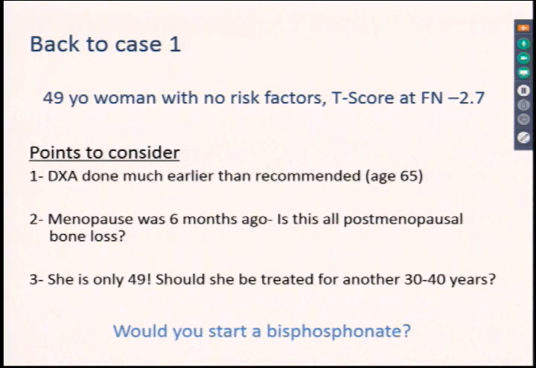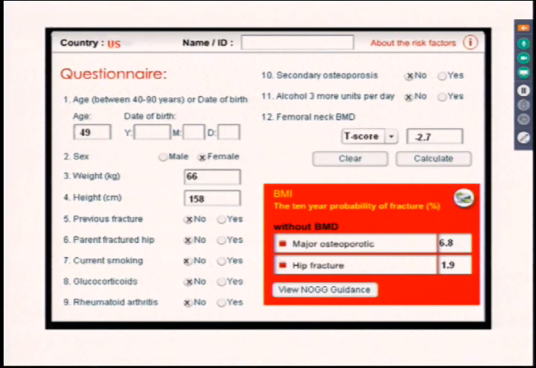Now, to convince myself further, I put her into FRAX. Strictly speaking, I'm violating my own rule here. Strictly speaking, you should not put someone with osteoporosis in FRAX, because FRAX is not a tool for osteoporotic patients. It's validated for osteopenia only. We all know this. We all ignore it.